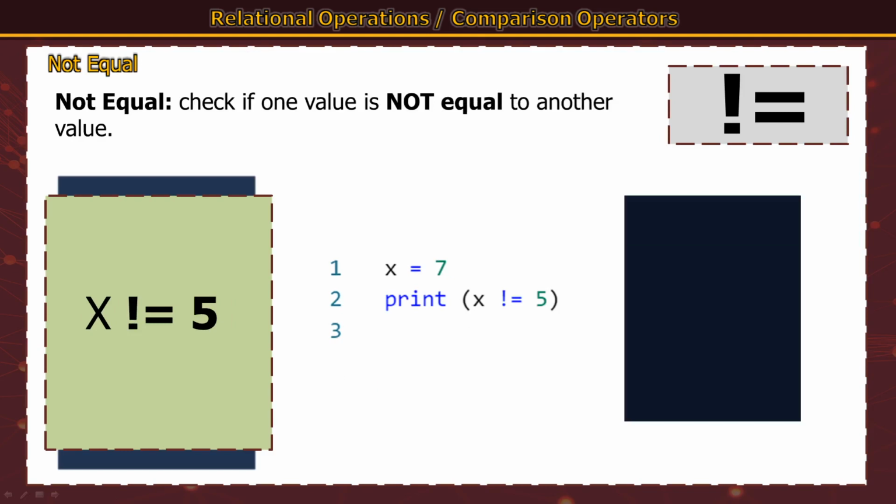Let's take a look at not equal to. It basically checks if one value is not equal to another. So on line 1 here, I am assigning the variable x the value of 7. Then, on line 2, we are printing out and checking if x, which is 7, is not equal to 5. Well, 7 is not equal to 5, so therefore it's printed out true.